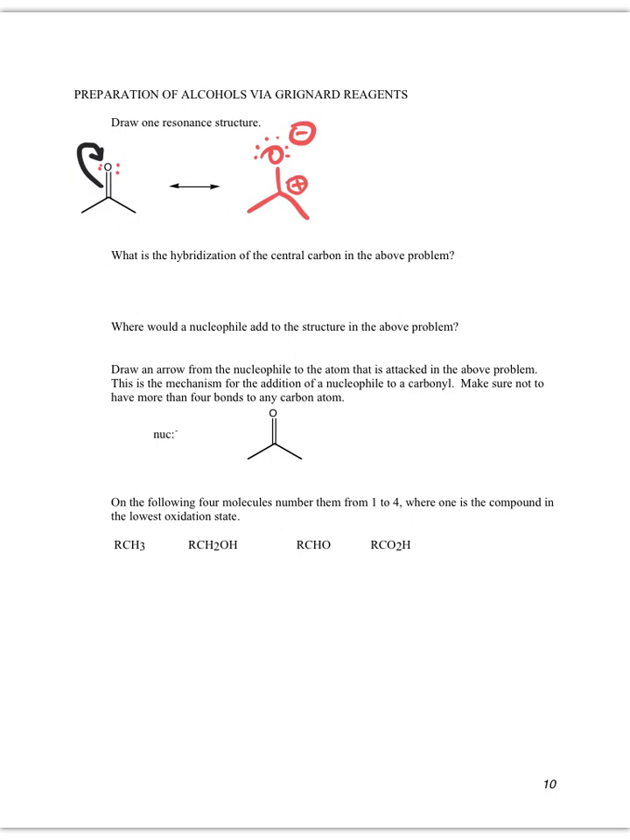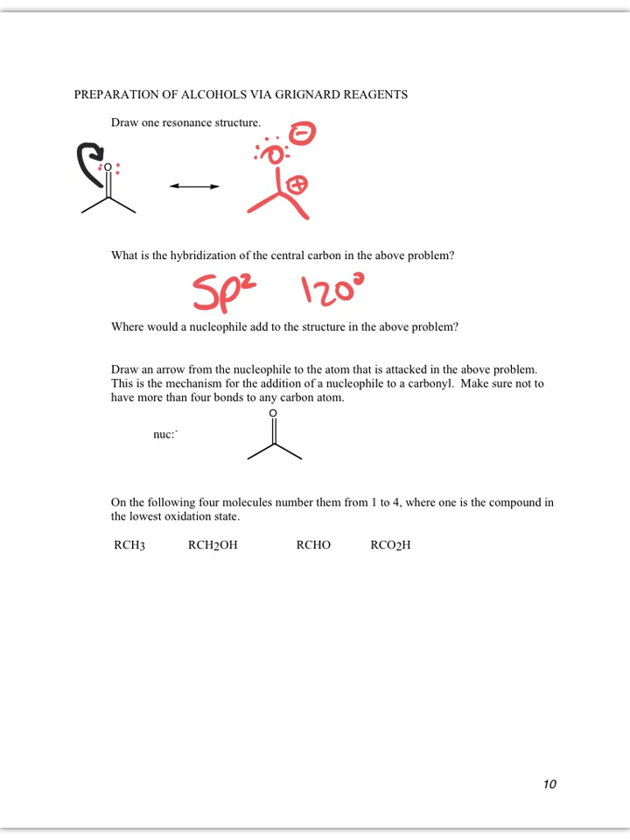The hybridization of that central carbon is sp2 with a 120 degree bond angle. Not that we asked for that, but it's sp2 because it has 3 things around it. Single bonds, double bonds, triple bonds, and lone pairs all count as 1 when we're figuring out the hybridization. So it's got 3 things. It's got to be sp2 hybridized.